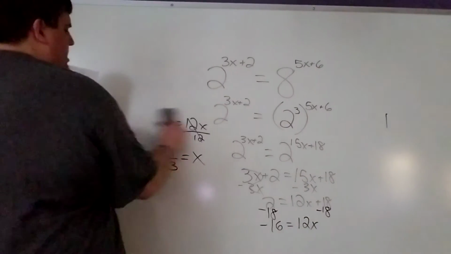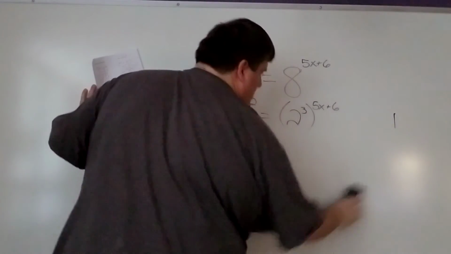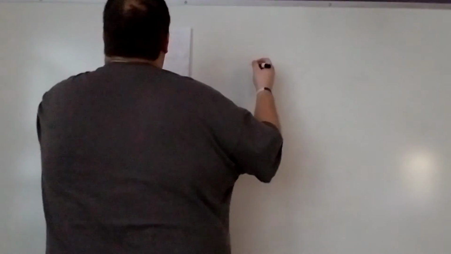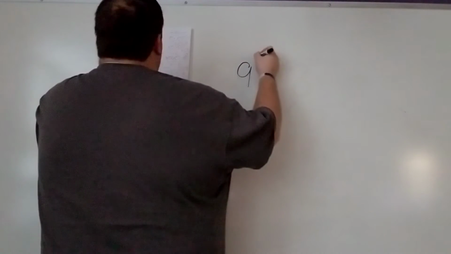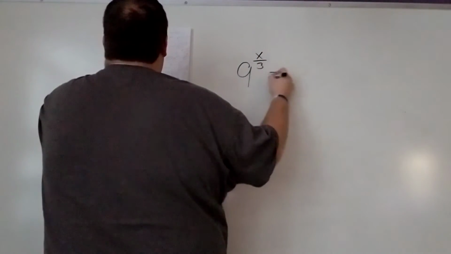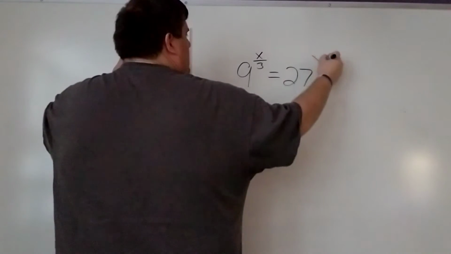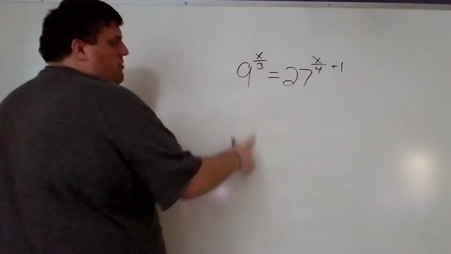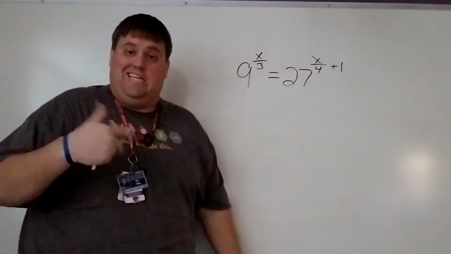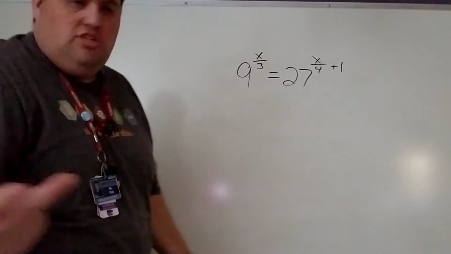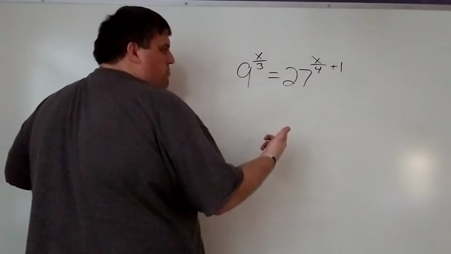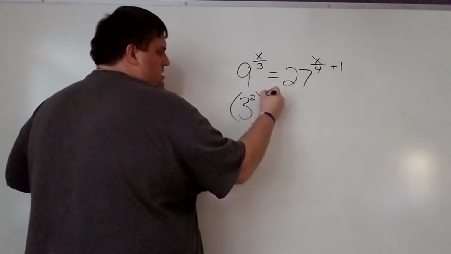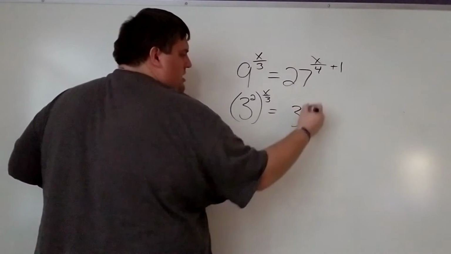All right, number 3. We've got 9 to the x over 3, equals 27 to the something. Okay, so we want to change the bigger one to the smaller one. However, we can't make 27 into 9 to something. So in this case, we're going to have to change both of them. And 3 looks like it would work really well, because 9 is 3 squared, and 27 is 3 cubed.